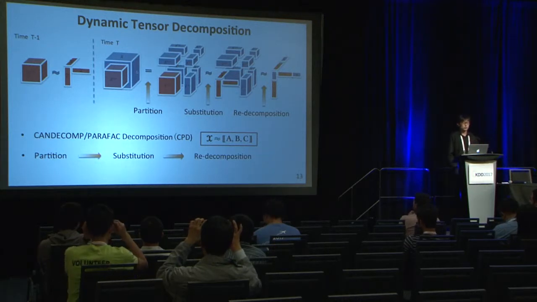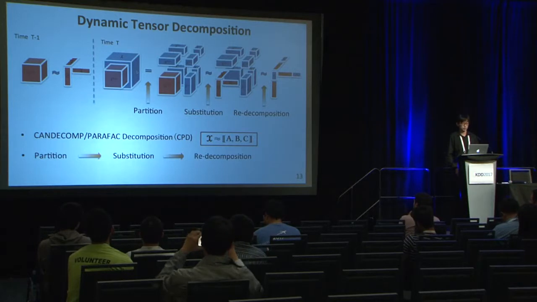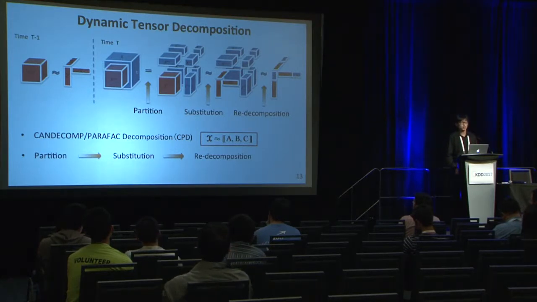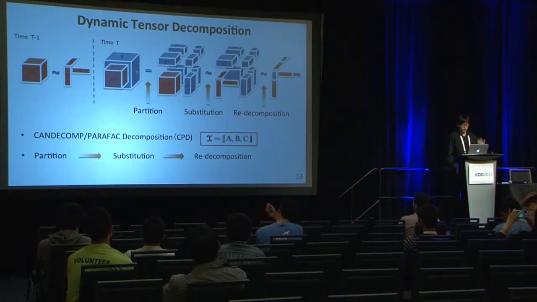Our dynamic tensor decomposition model is based on a 3-step construction: the partition, substitution, and redecomposition. From the figure you can see, suppose we have a small red tensor at time t-1 and its CP decomposition. At time t, it increased to a larger blue tensor. We can first partition the big blue tensor into several subtensors, one of which is the original small red tensor. Since we already have the CP decomposition of the small red tensor from the former time step, we can approximately substitute it using its CP decomposition. After this substitution, we can redecompose the whole big tensor and find its CP decomposition.